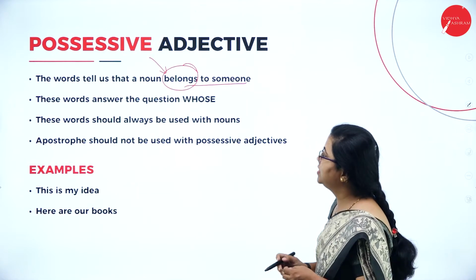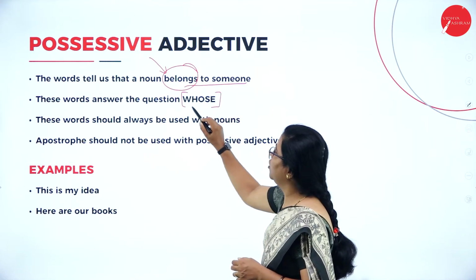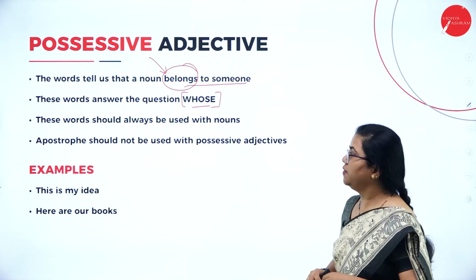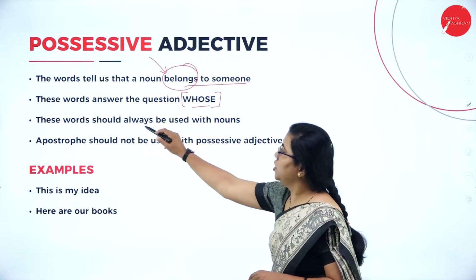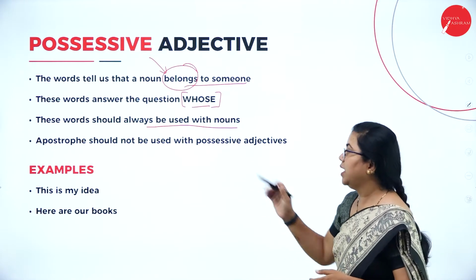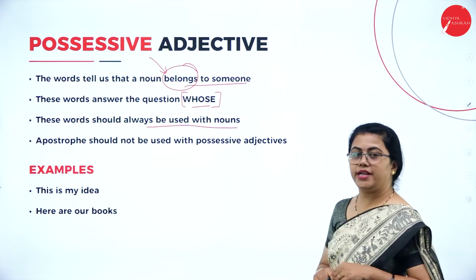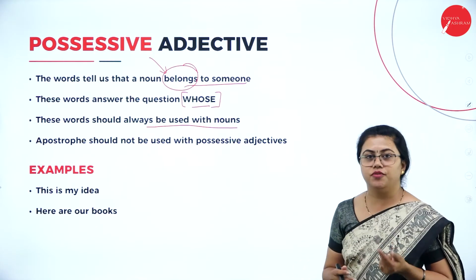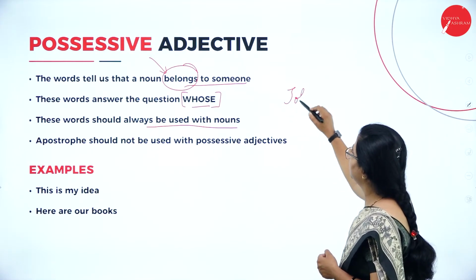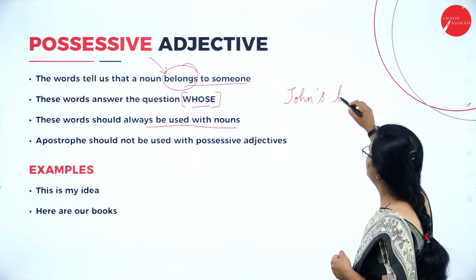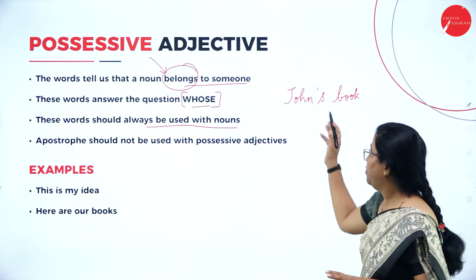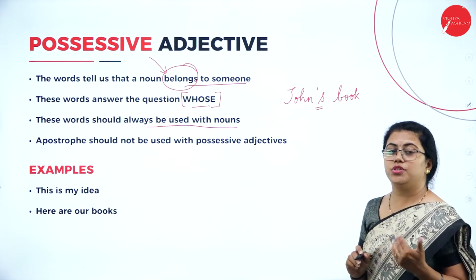Fine. So these words answer the question whose. So whenever you are asking this question whose, whatever answer you're getting comes under this possessive adjective. So these words should always be used with nouns. So you need to take care of it. You always have to use it with nouns. Apostrophe should not be used with possessive adjectives. So you know, right, whenever it is a possessive noun, you use an apostrophe. For example, John's book or something like this. Okay, John apostrophe S, John's book. Okay, so this way you are not using any apostrophe whenever you are talking about possessive adjective.